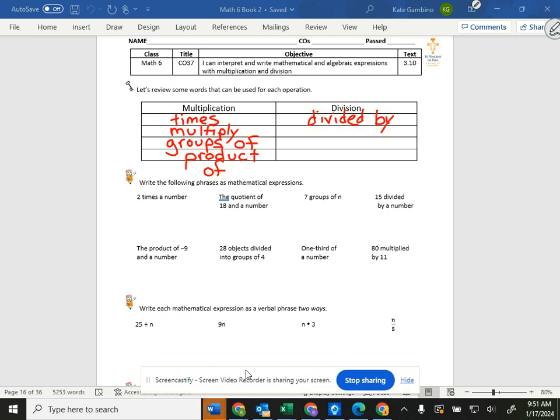Just like we had adding is the sum or total. Subtracting is the difference. With multiplying, the product is your answer. With dividing, quotient is the answer. So if you want to find the quotient, you want to divide the two numbers.